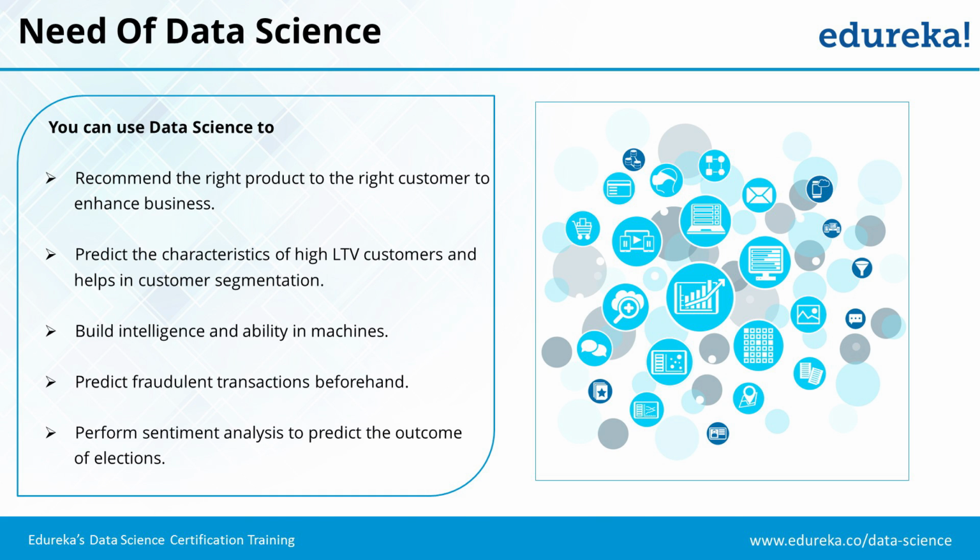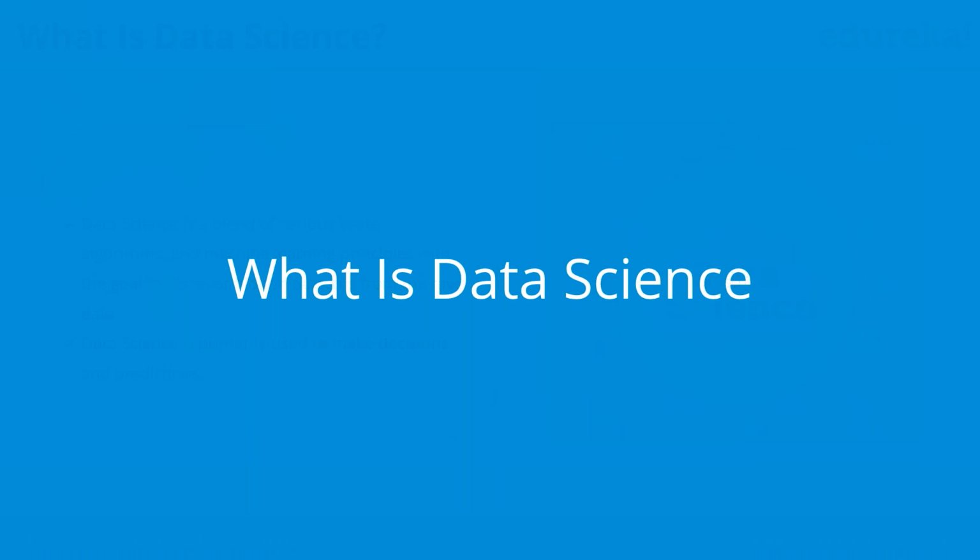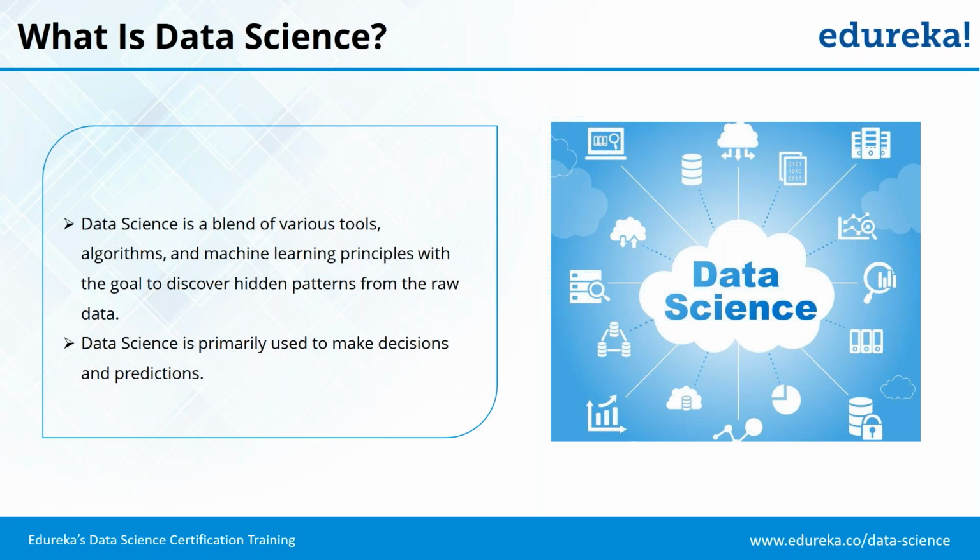Now we actually move to what is data science. Data science, by definition, is a blend of various tools, algorithms, and machine learning principles with the goal to discover hidden patterns from the raw data. So we have data coming from multiple sources, a lot of information being collected, as I just mentioned.